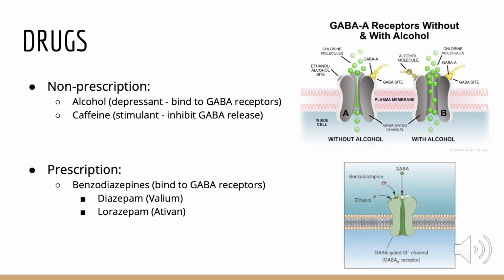Drugs. There are various non-prescription and prescription drugs that affect the amount of GABA in the blood. Alcohol and caffeine are examples of non-prescription drugs. Alcohol can easily pass the blood-brain barrier, and by mimicking GABA, it's able to bind to the GABA receptors, leading to inhibitory signals being sent to neighboring neurons. Prescription drugs include benzodiazepines, which bind to GABA receptors, closing the gates and not allowing chloride ions to come in.